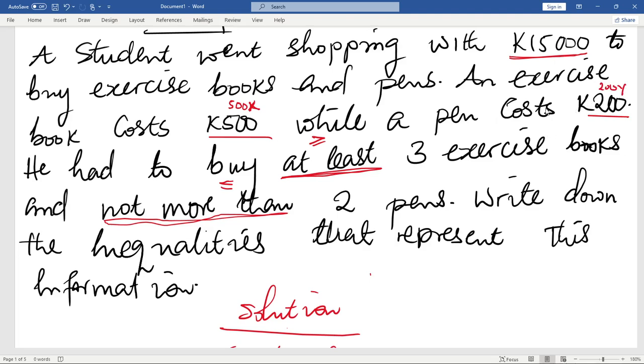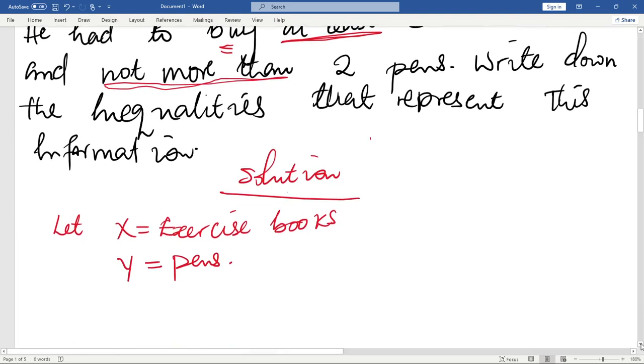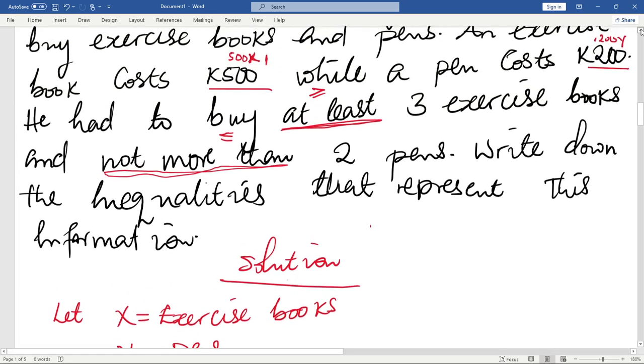Now we know that the cost of this, the number that's going to be spent on this, plus what's going to be spent here, should be less than or equal to this figure that we have here. So that's going to be the final inequality that we're going to have there. Then let's go back to the question again.